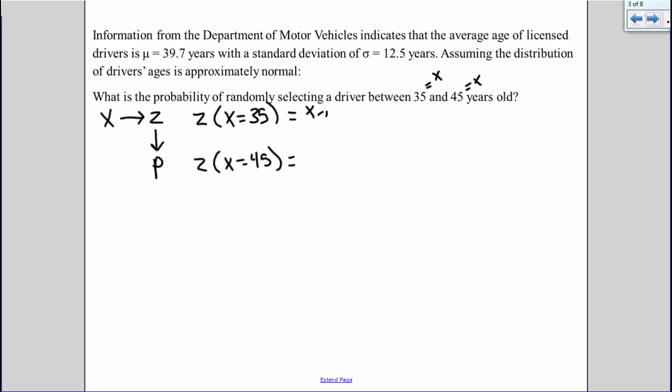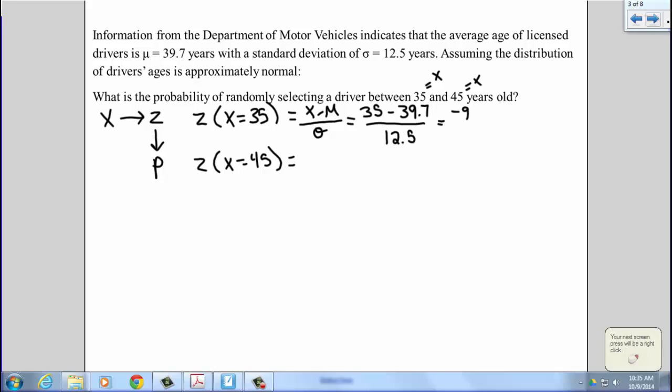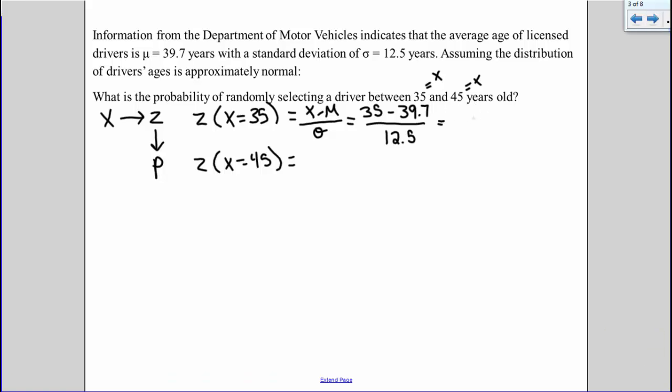And so x minus population mean divided by the standard deviation is 35 minus 39.7 divided by 12.5. 35 minus 39.7 is negative 4.7 divided by 12.5. And you end up with a z-score of negative 0.376. Remember, in the table, there's no negative values, and we're rounding to the hundredths place. So this would be looking for 0.38 in the table for the z-score.